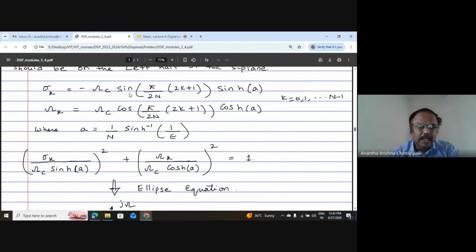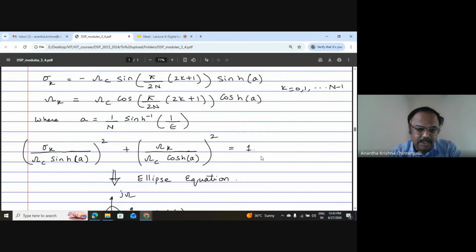Now let's do a simple math here. I'll take this sigma k, divided by omega c sine hyperbolic sine of a, and make it square, plus this one, divided by omega c cosine hyperbolic cosine of a, whole square. This is nothing but sine square theta plus cos square theta, which is going to be 1.